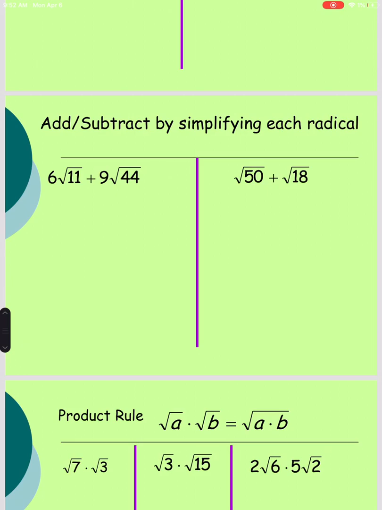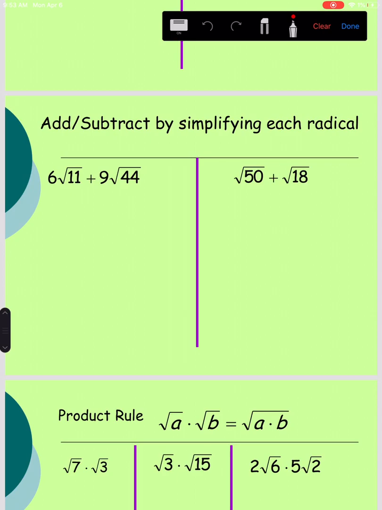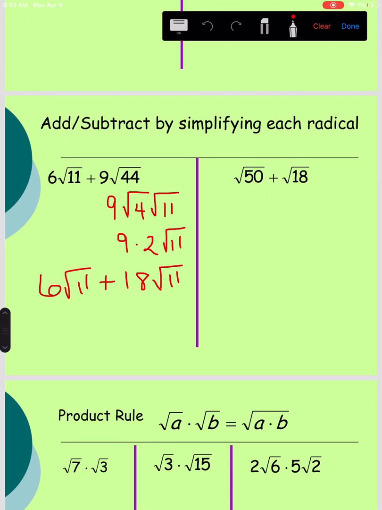So 6 radical 11 plus 9 radical 44. Those are obviously not the same number underneath the radical, but we can simplify one or both of them. So 6 radical 11 I can't do anything with, but 9 radical 44, I can break up the square root of 44 and say it's 9 times the square root of 4 times the square root of 11. So really it's 9 times 2 times the square root of 11. So that's 18 radical 11. So that is what we're adding to 6 radical 11. So now that the number under the radical is the same, we'll combine the 6 and the 18 to give us 24 radical 11.